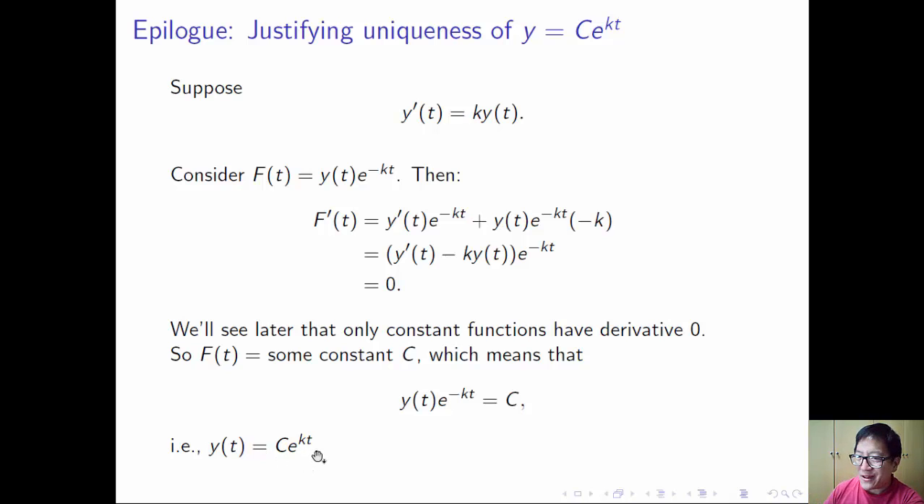So that was probably unsatisfying. It's not really clear where the solution y equals c times e to the kt comes from, but at least I've argued to you that if you ever had any doubts, then there's no other possible solution.